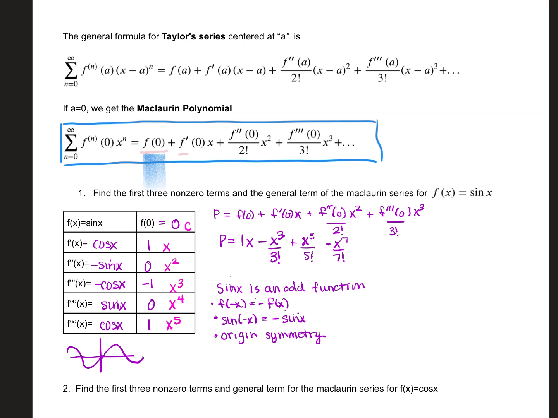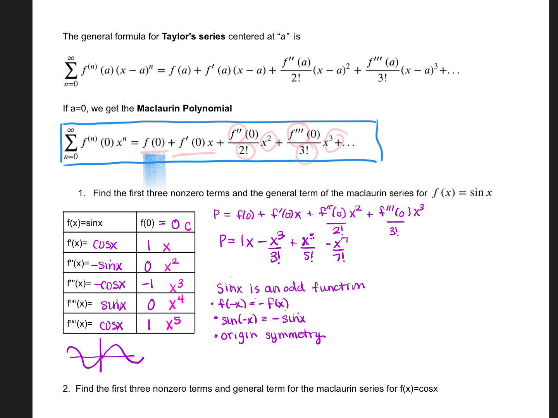And the next one will be f prime of 0 times x, so the first derivative times x. Then the next one is the second derivative, x squared over 2 factorial. The next one would be x cubed with the third derivative over 3 factorial. So each time when you build a Taylor polynomial by the definition, you're going to have 3 things that you're going to keep track of: the derivative, the power, the factorial.